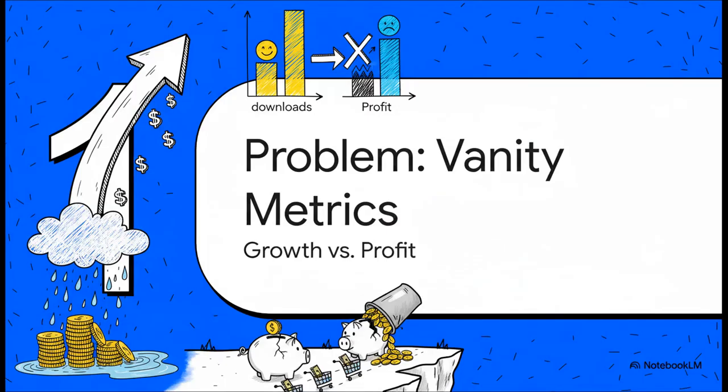And that really gets to the heart of the problem with so-called vanity metrics. You know, those big, impressive numbers like daily active users that look fantastic in a slideshow. But they can be so misleading. Because if you're losing money on every single transaction, getting more customers just means you lose money faster.